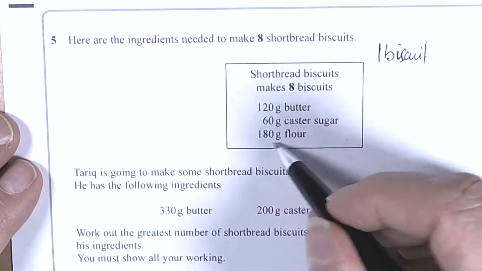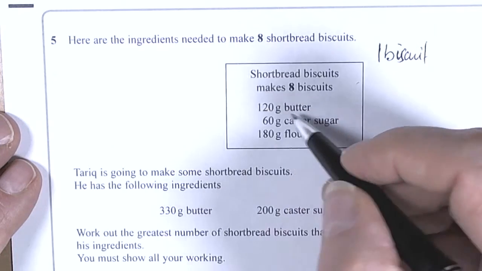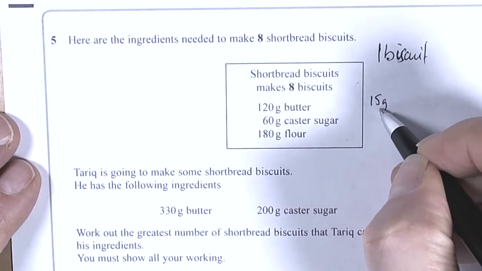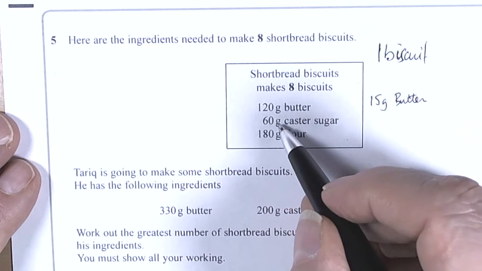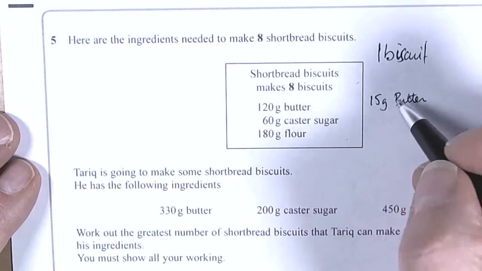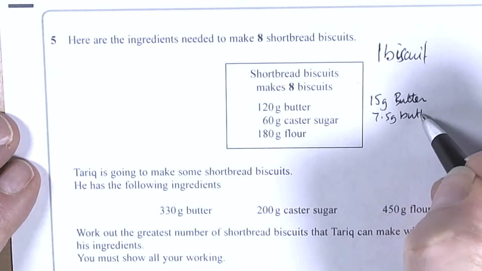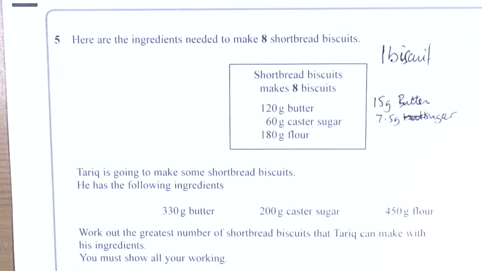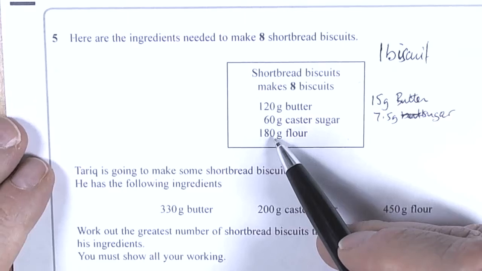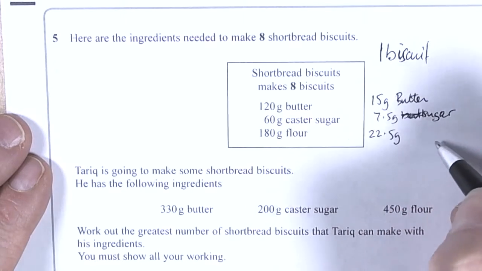8, so we're going to divide each of these by 8. Dividing by 8 is halving, halving and halving again. So for this one it's going to be 15 grams of butter. For this one we halve 30, half 15, 7.5 grams of sugar. And this one, halve it 90, halve it 45, so 22.5 grams.